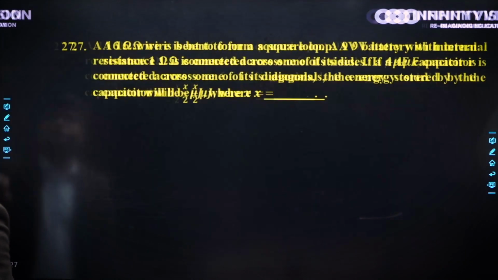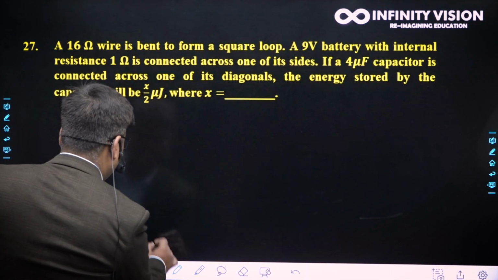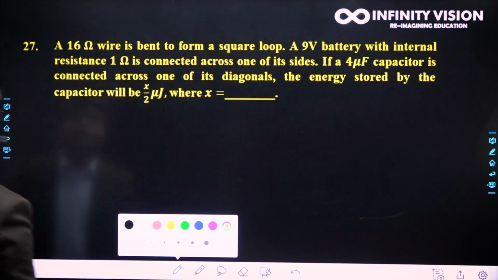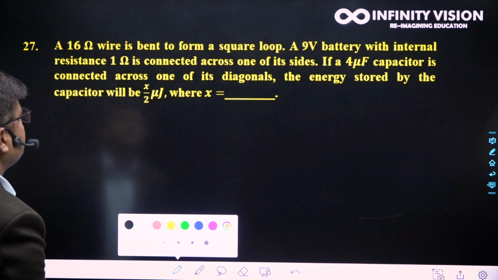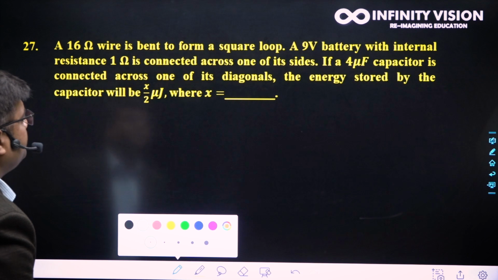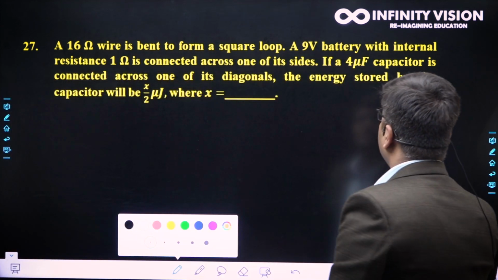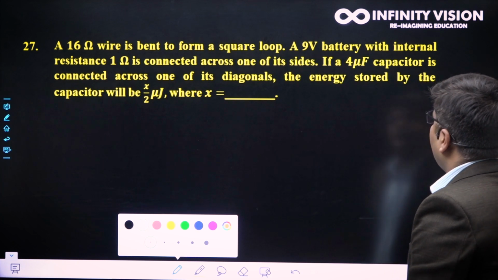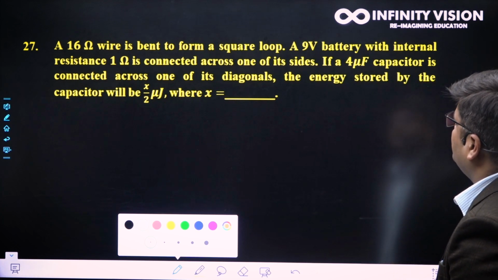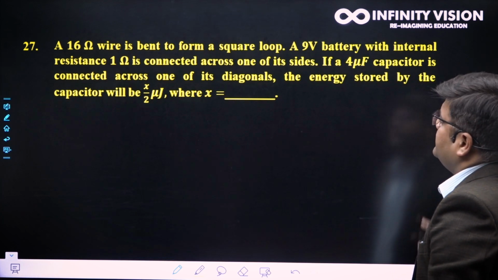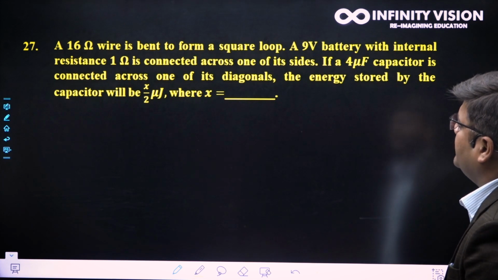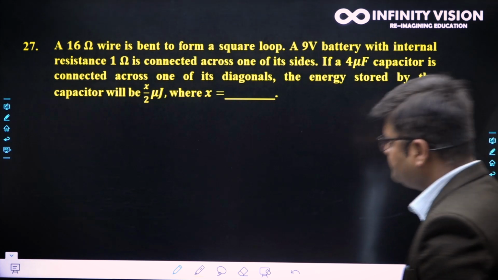Next, moving to the next question, question number 27. A 16 ohm wire is bent to form a square loop. A 9 volt battery with internal resistance 1 ohm is connected across one of its sides. If a 4 microfarad capacitor is connected across one of its diagonal, the energy stored by the capacitor will be x by 2 microjoule, where x is equal to.